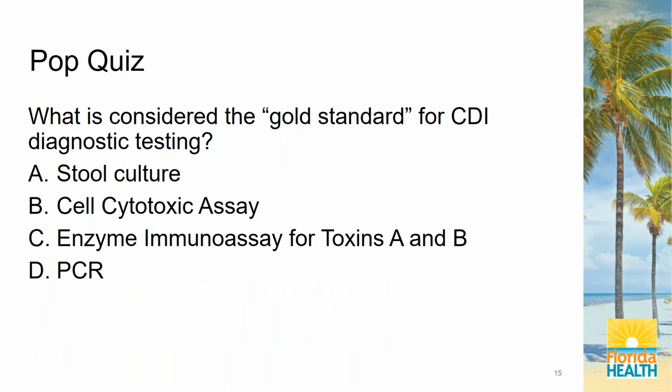So I have a pop quiz question here. What is considered the gold standard for CDI diagnostic testing? A is stool culture, B, cell cytotoxic assay, C, an enzyme immunoassay for toxins A and B, and D, PCR. And this is what you would consider your gold standard. I have every answer up on the board right now, A through D. Okay. It seems that C is winning. Have a lot of C's.